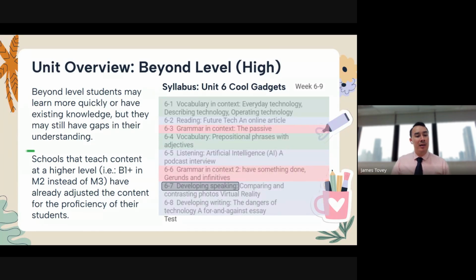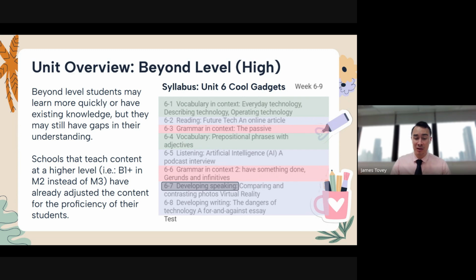Now, schools that teach at a higher level, for example, teaching this B1 plus in M2 instead of M3, and I believe another school even teaches it in M1 instead of M3, which is quite a jump. They've already adjusted the level of the content for the proficiency of their students. So in a way, they've already modified how difficult it needs to be. If they've already made that change, potentially you don't actually need to make your lesson even more in-depth, creative and difficult, because they may already be challenged for their age level since their school's accelerated.